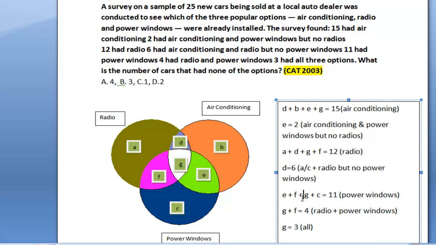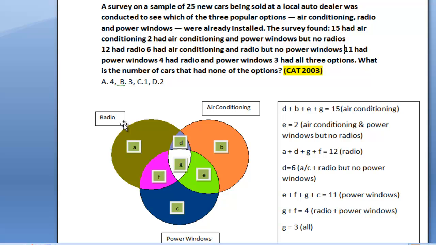And I have E plus F plus G plus C, which is 11, which is given by the statement 11 had power windows, which is the last set which we have to see. E plus F plus G plus C, I'm sorry, so that is equal to 11. Then I have the last 2 statements. Before the last statement, let's interpret the final statement, which is 3 had all the 3 options, which is G equal to 3. And 4 had radio and power windows. Now you have to be a little careful in this.